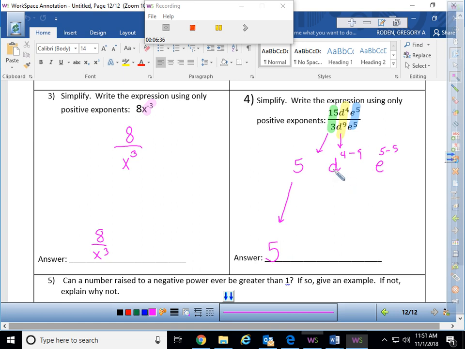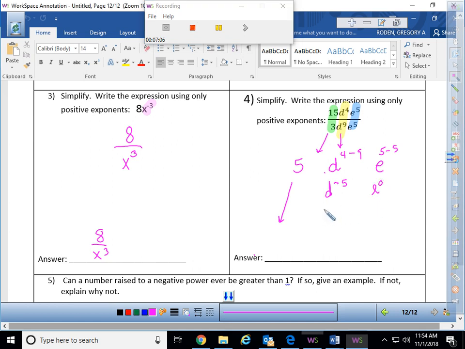So let's see here. This is going to be D. Actually, I'm going to erase that 5 for a second because I'm going to have to do something with it. So sorry about that. All right, so 4 minus 9. What's 4 minus 9? Well, I believe 4 minus 9 is -5. And what's 5 minus 5? Well, I know 5 minus 5 is 0.